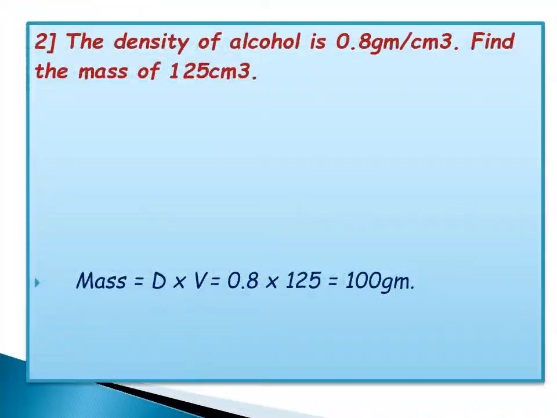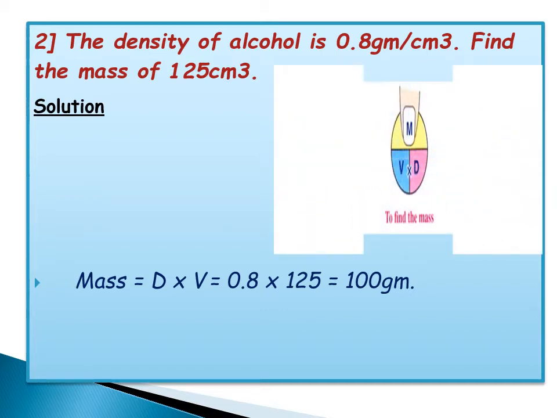Example number 2. The density of alcohol is 0.8 gram per cubic centimeter. Find the mass of 125 cubic centimeter. So in this problem, it asks about the mass, and the givens are volume and density. First apply the rule. Mass equals density times volume. We have density 0.8 and volume 125. So mass equals 100 gram. It asks about the mass, so the unit is gram. Don't forget the unit.